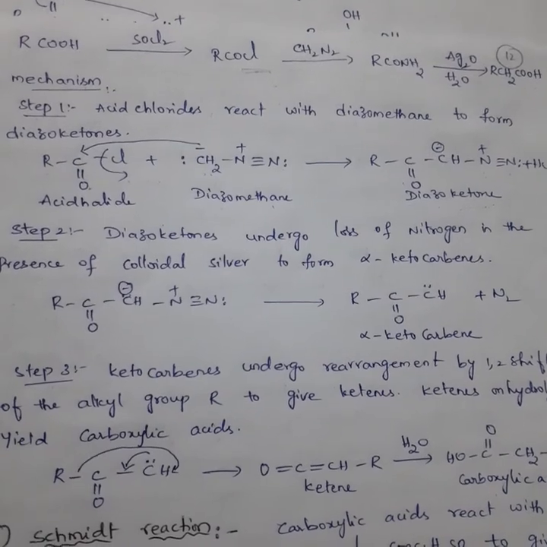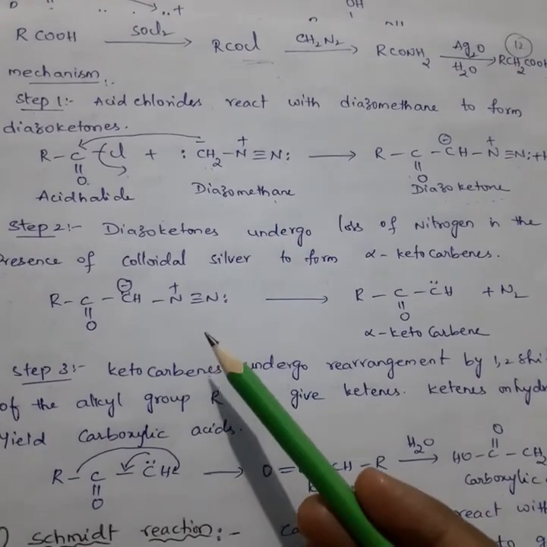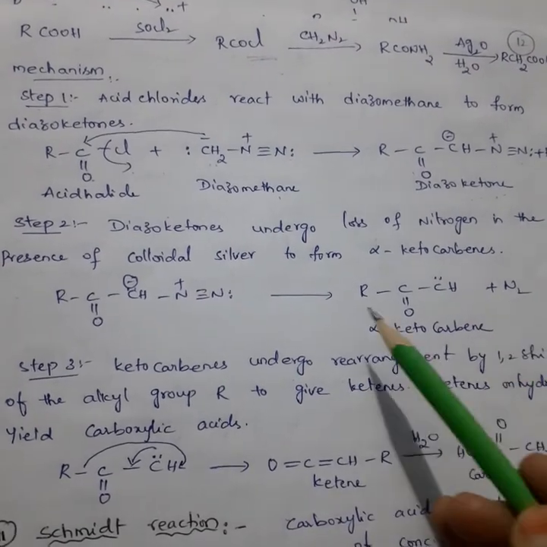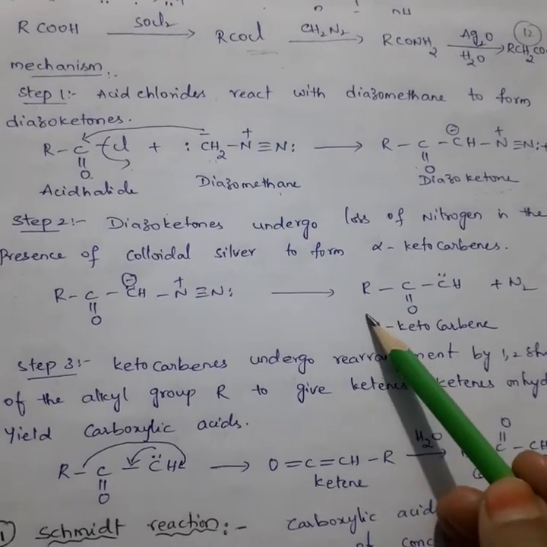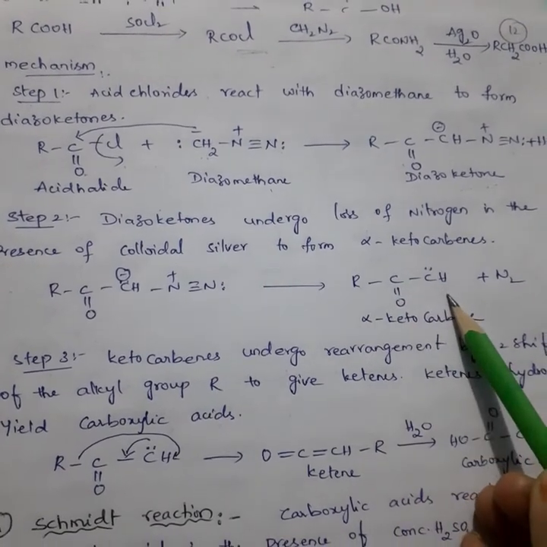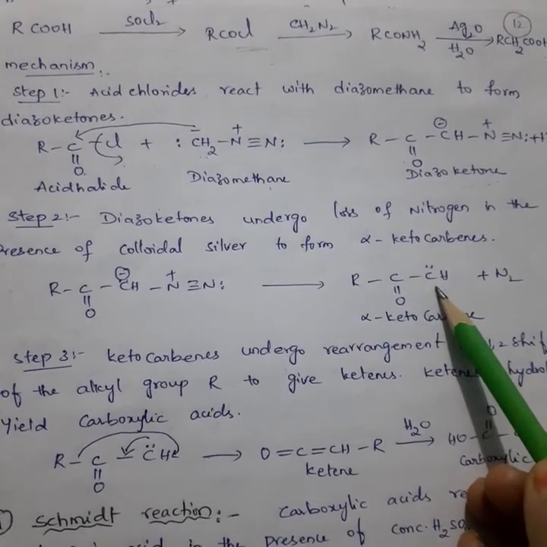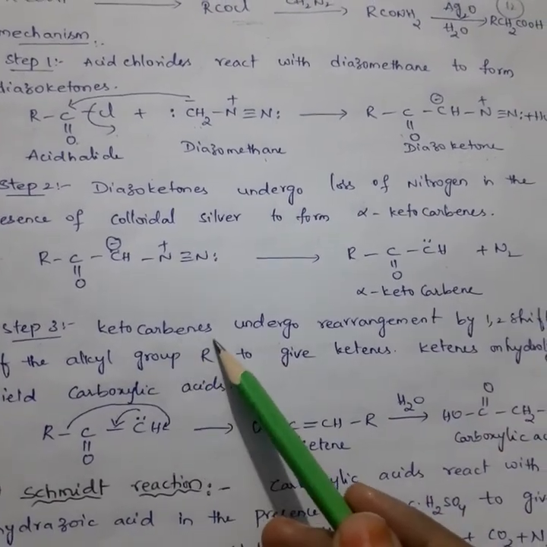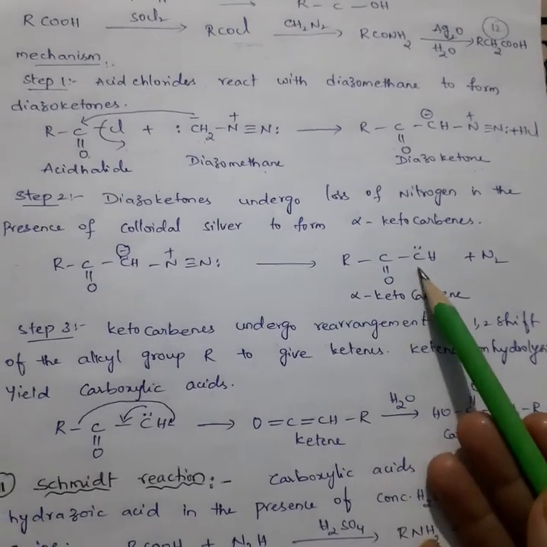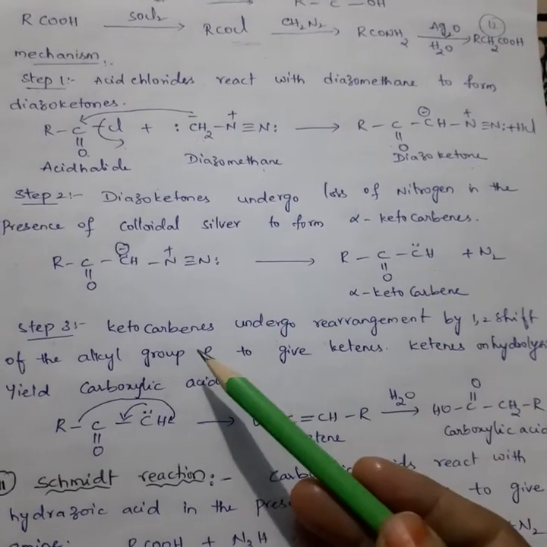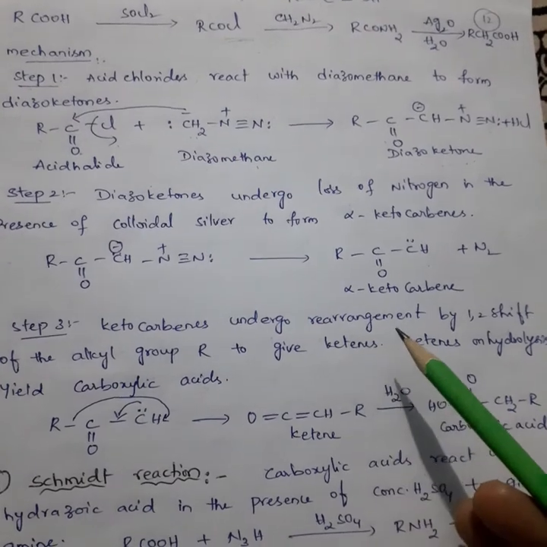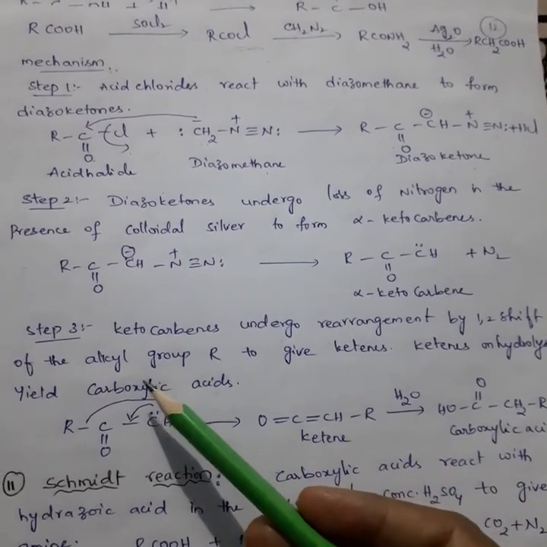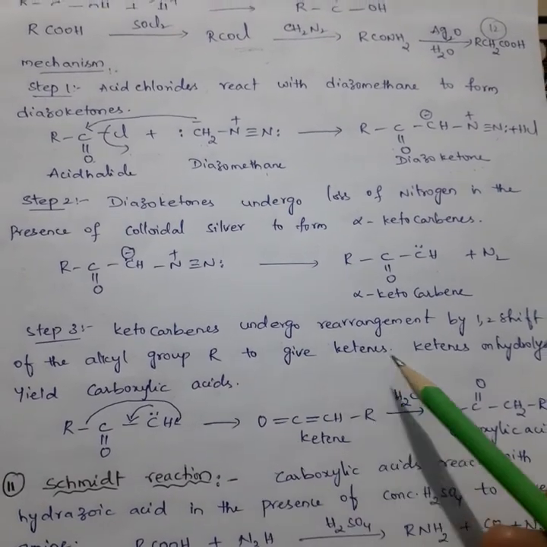Now this diazoketone undergoes loss of nitrogen in the presence of colloidal silver or silver oxide. So these 2 nitrogens go out. RCOCH is the pending one. Here we need to check the valency, right? So this ketocarbene undergoes rearrangement because the carbon valency is not satisfied. So this ketocarbene undergoes rearrangement by a 1,2 shift of the alkyl group to give ketenes.